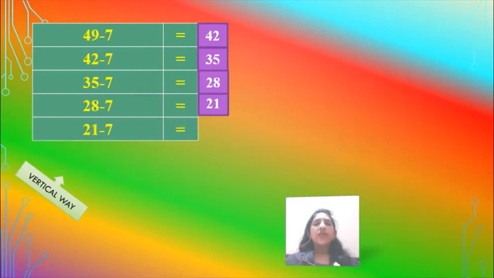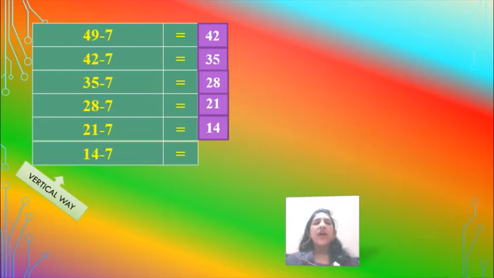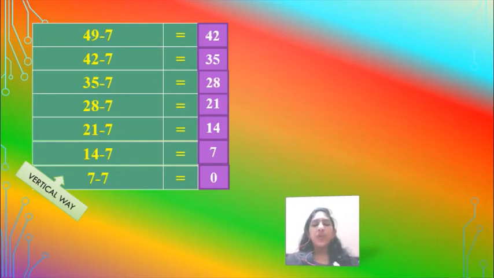From that, if I distribute another set of 7 stickers, then I will be left with 14. And if I distribute 7 more to another student of mine, then I will be left with 7. And this 7 also can be distributed to get my remainder as 0. So how many times did I subtract 7?